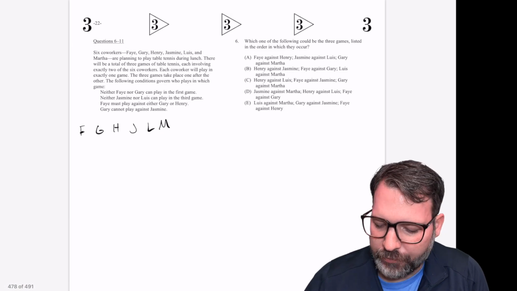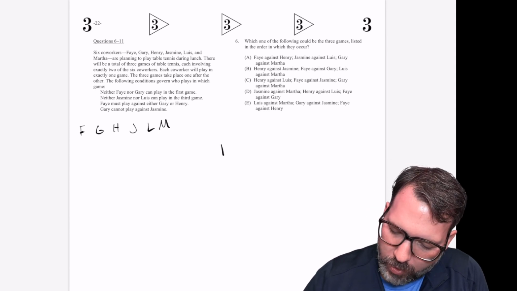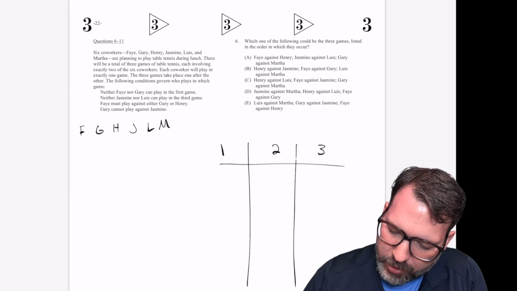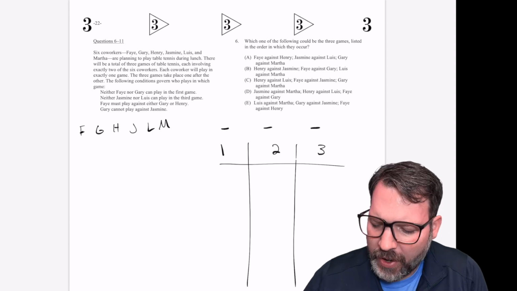This one's a little bit different. In this case, we've got a 2x3 setup basically. So I'm going to go 1, 2, 3. These are the games themselves. They said they go in order, so that's what's making me think this is an order game. And then in each case, I have the 2 coworkers.